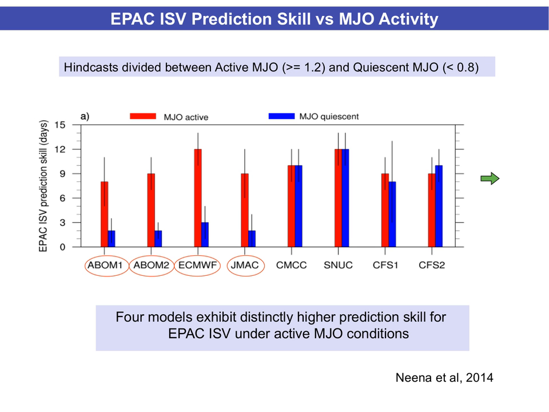So the stronger MJO cases are associated with higher prediction skill, and weaker MJO amplitude is associated with a smaller prediction skill in 4 models. So it may be possible that the MJO forcing in these models is much stronger than the local feedback, and the Eastern Pacific ISV is more driven by the MJO in these models.